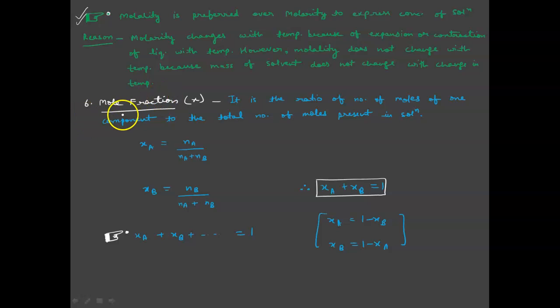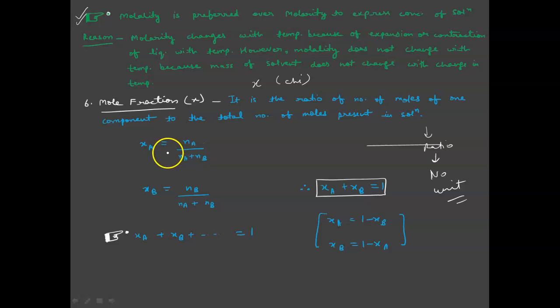Now comes sixth, mole fraction. This is the symbol of chi. This is not x, this is chi. It is the ratio of number of moles of one component to the total number of moles present in the solution. So basically it is a ratio, so we don't have any unit because a ratio doesn't have any unit.